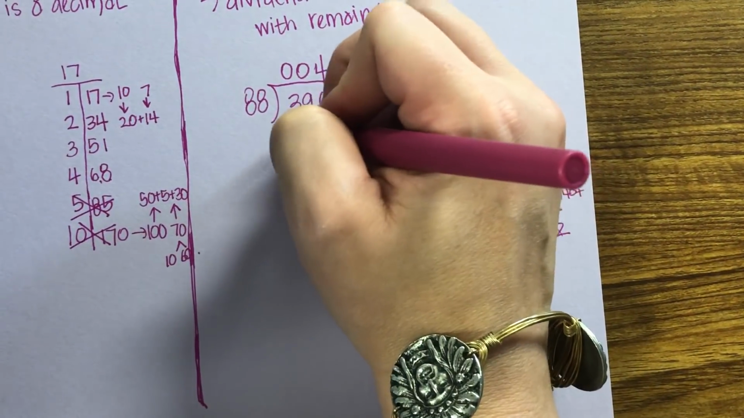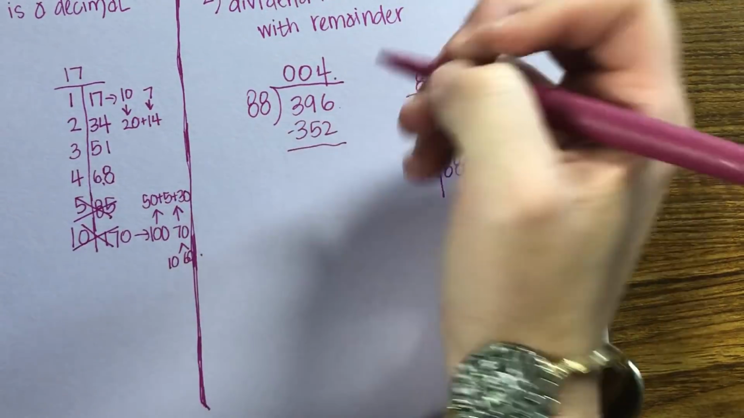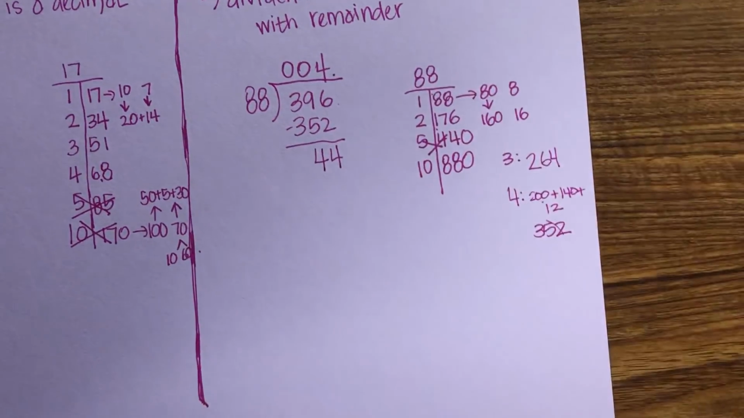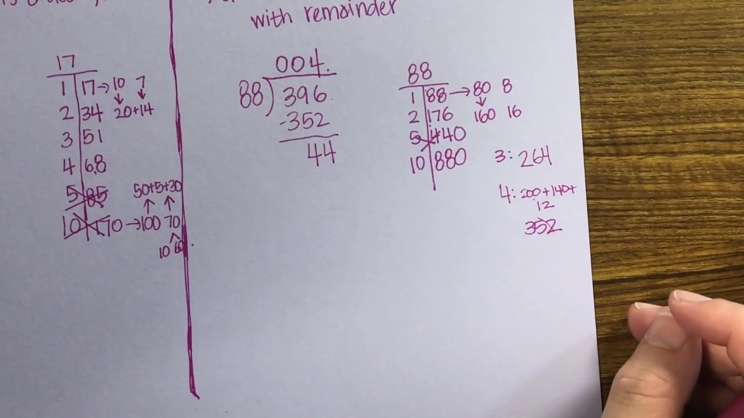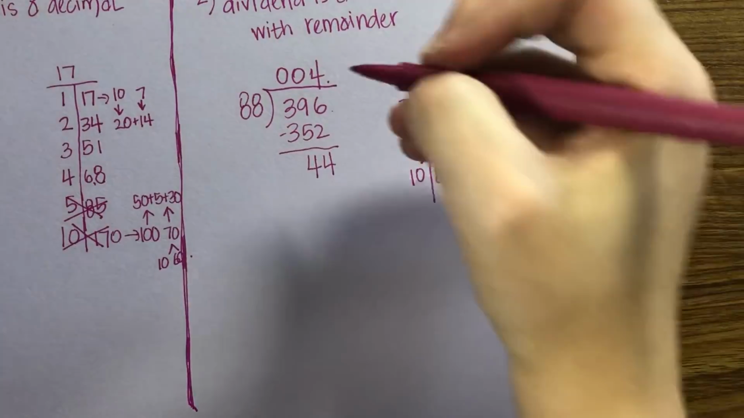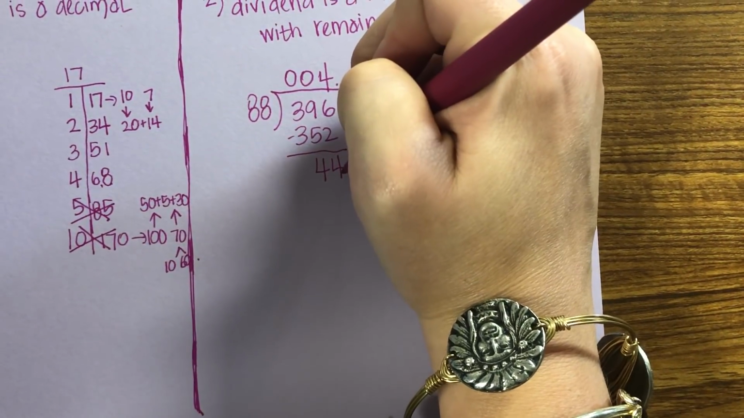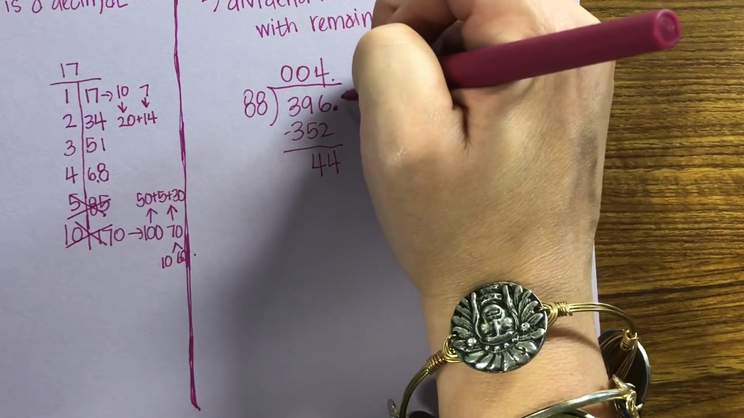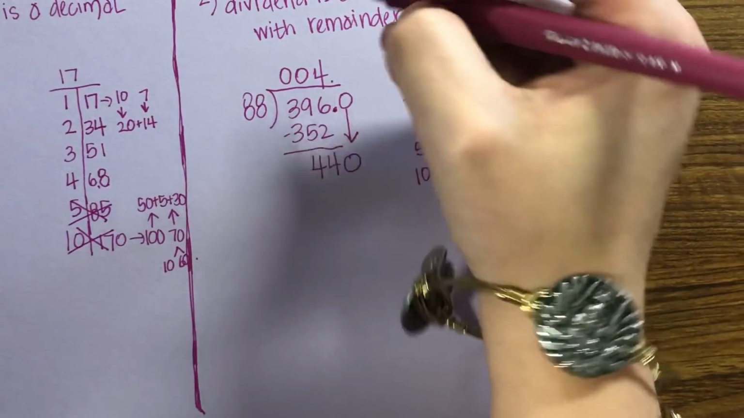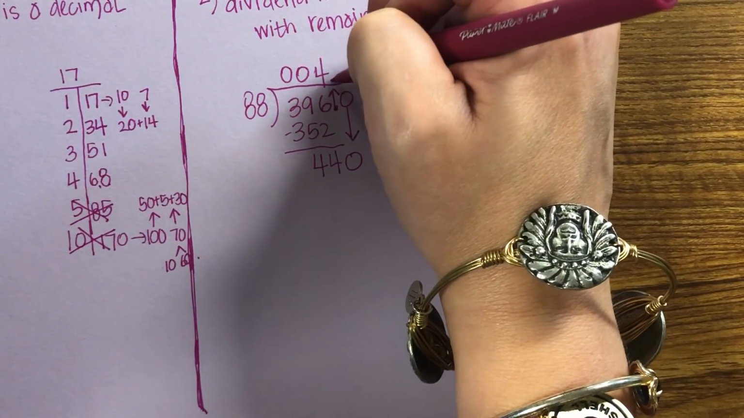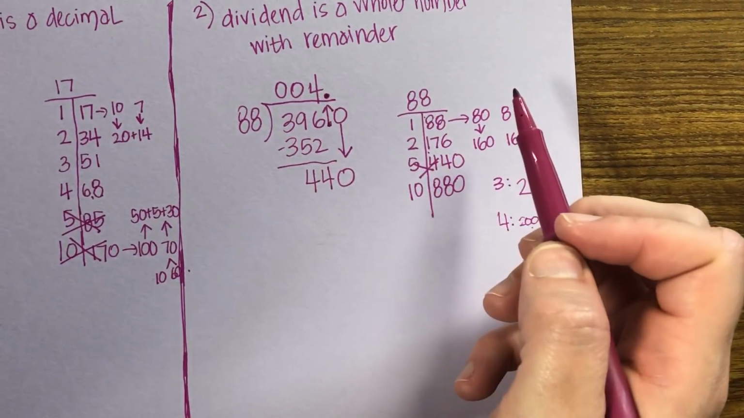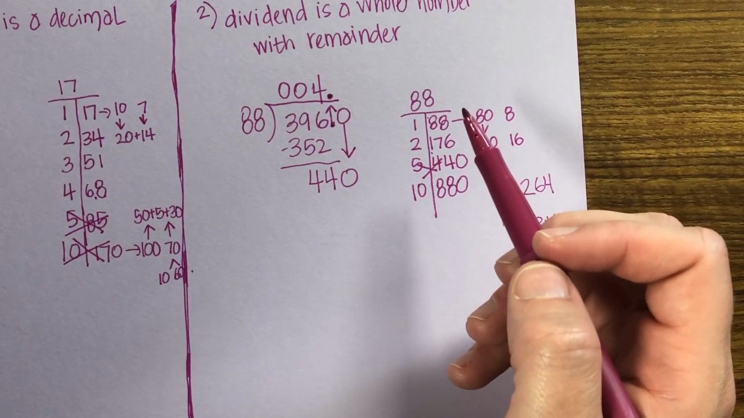So I'm going to subtract 352. And when I do, I get a remainder of 44. Okay? Now, in the past, depending on the problem, we would do something with this remainder. Today, what we're going to do is we're going to exchange these 44 1s for 440 tenths. And so the minute I add that decimal and 0, I add a decimal to my answer, because I can add a decimal and as many zeros as I need to finish this problem out.